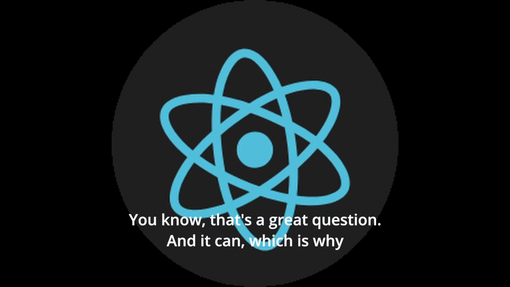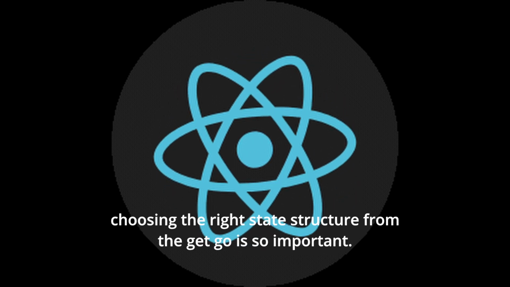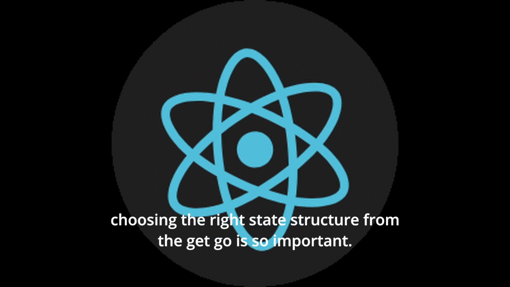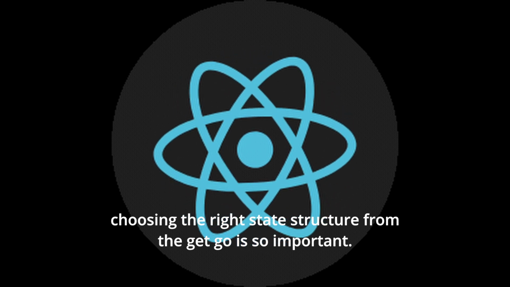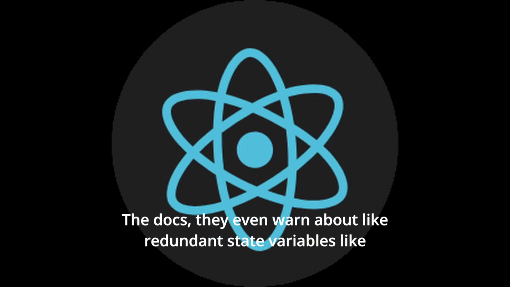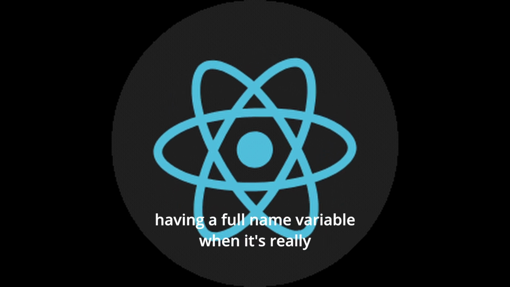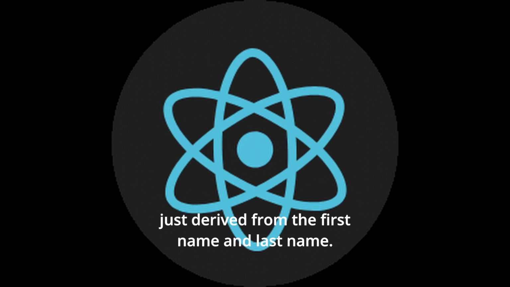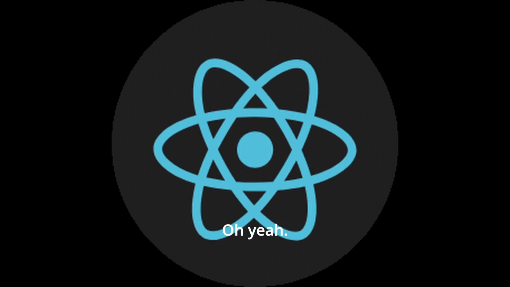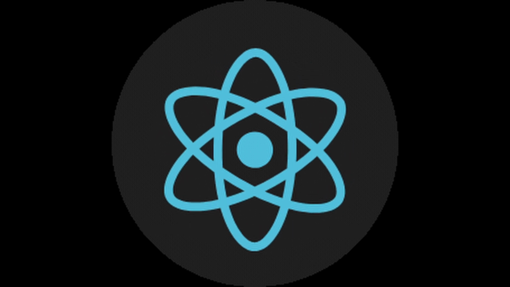That's a great question. And it can, which is why choosing the right state structure from the get-go is so important. The docs even warn about redundant state variables, like having a full name variable when it's really just derived from the first name and last name. Oh, yeah. It seems obvious, but I bet we've all done it at some point.